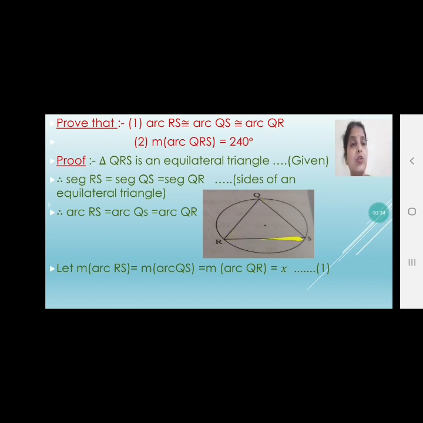Triangle RQS is an equilateral triangle, so RQ is equal to RS is equal to QS. Sides of an equilateral triangle are congruent, so their corresponding arcs will also be congruent. So arc RS is equal to arc QS is equal to arc QR. Okay, now we'll suppose that all these arcs, that is arc RS equal to arc QS equal to arc QR, be equal to x. Okay, now these all three arcs constitute the whole circle.